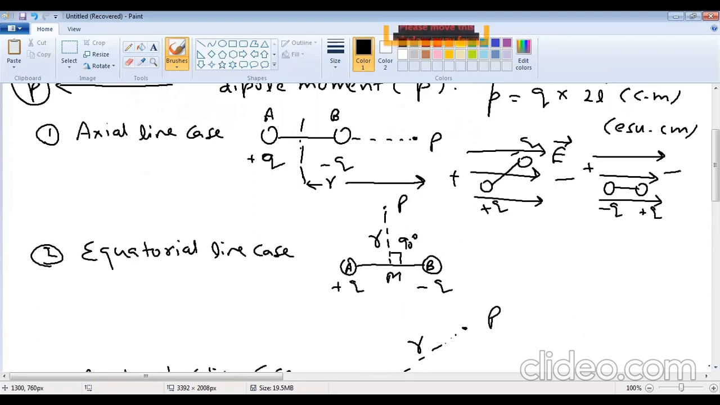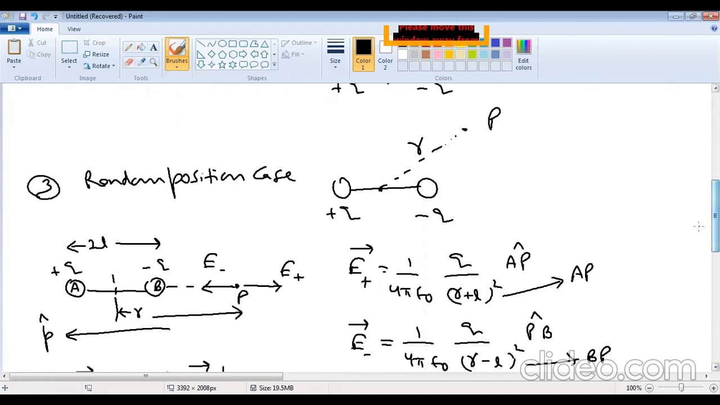In that case, you can have this point P like this, at any random position, and this position will make some angle with respect to the dipole axis. Then again, we are expected to calculate the net field at point P. We will be studying all these three possibilities.